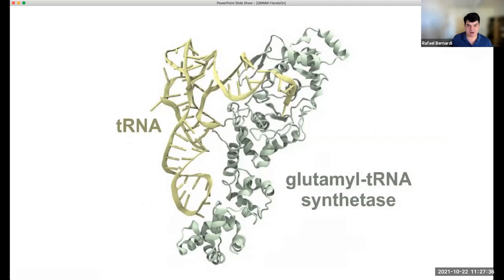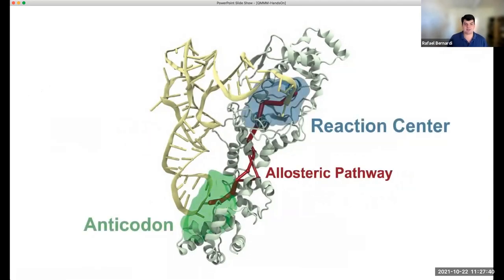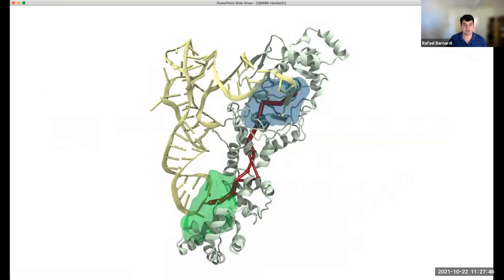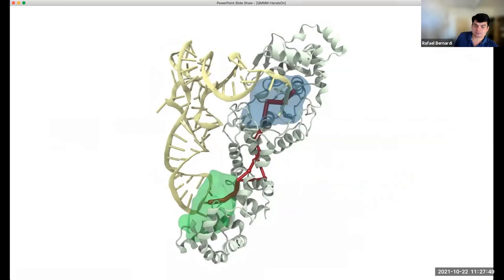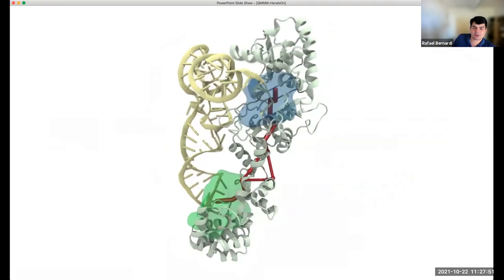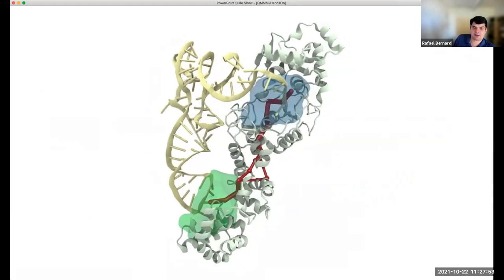So to summarize everything that I was showing, you have the tRNA there, you have this anticodon region, and you have the reaction center on the other side. You have an allosteric pathway communicating the two parts, and we calculated that too. And I'm just showing the system to you a little bit. You can see how the molecule looks.